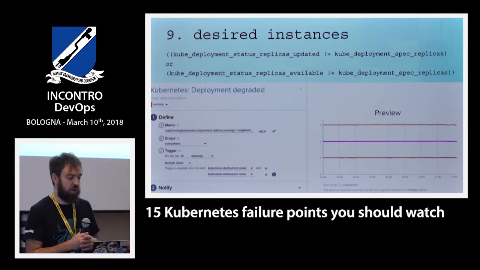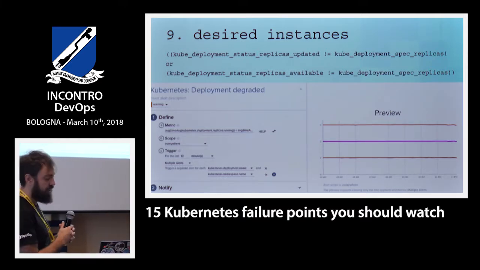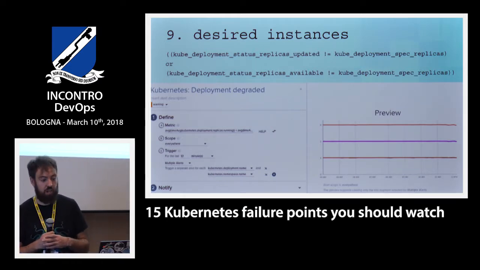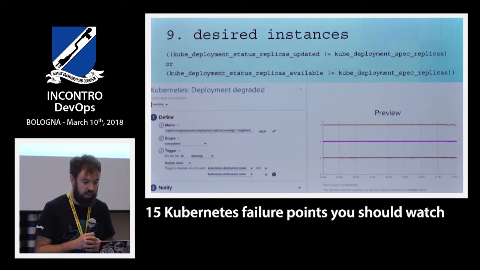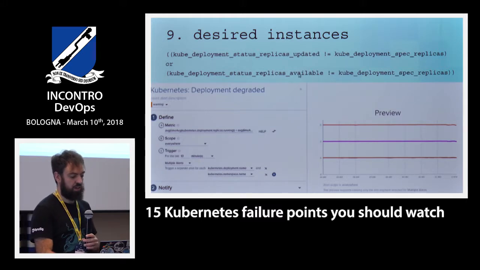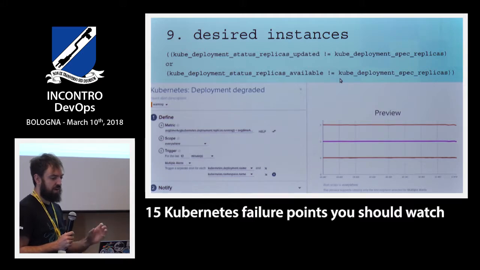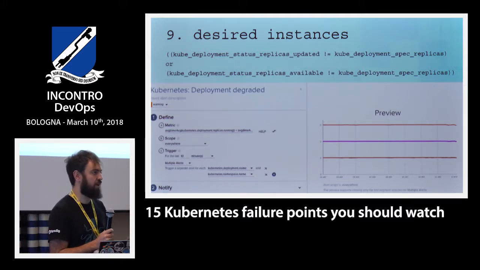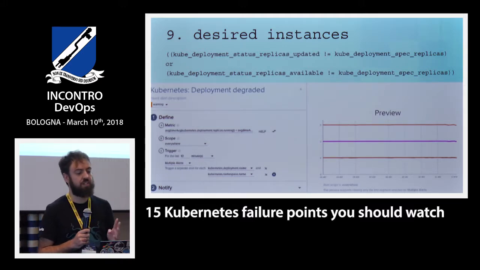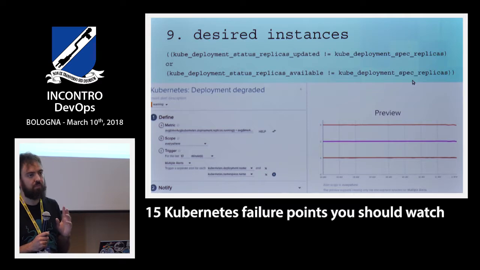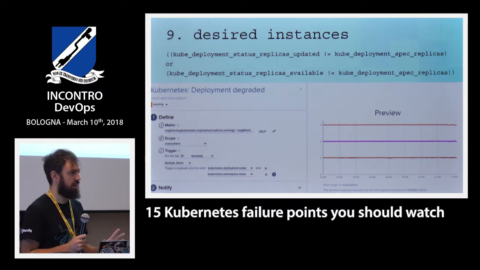So here I'm showing two ways to look at this: in a graphical way using Sysdig, and a command line way using Prometheus metrics. This is the important line you need to look at. Is the number of replicas or instances available different from the number of instances I have in my spec? This is what you need to look at. That's my favorite Kubernetes alert.